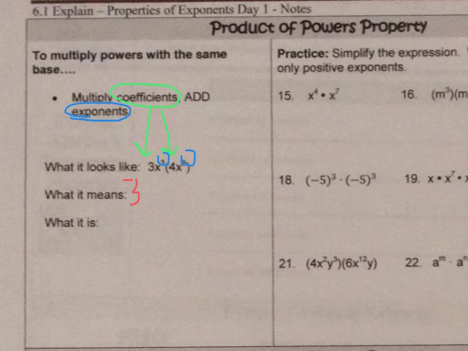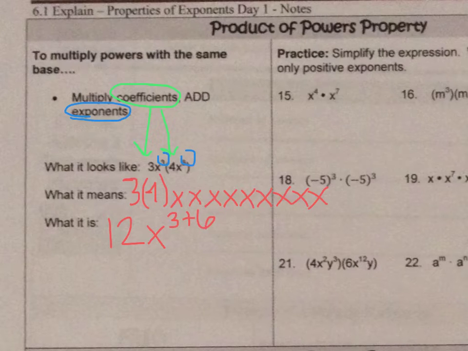3 times 4, because we're multiplying the coefficients, and then adding all the exponents, which there's 3 x's in the first x and then 6 x's with the second, and so we would have 9 x's. That's 4, 5, 6, 7, 8, 9. They're all being multiplied. Okay, so really what this looks like is 3 times 4, which would be 12, and then x to the 3 plus 6, and 3 plus 6 is 9. So your final answer would be 12x to the 9th power.